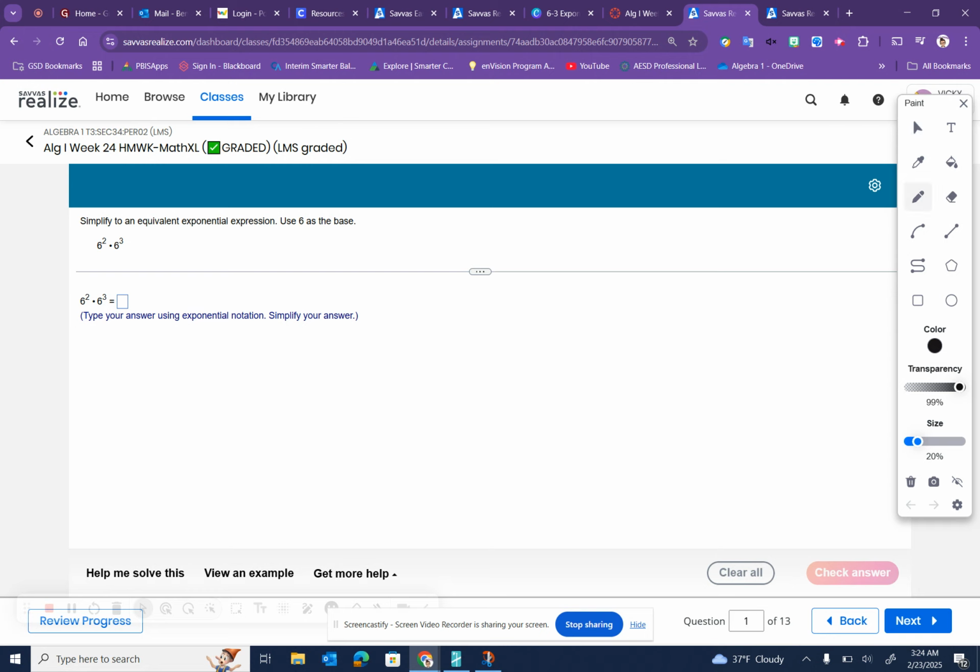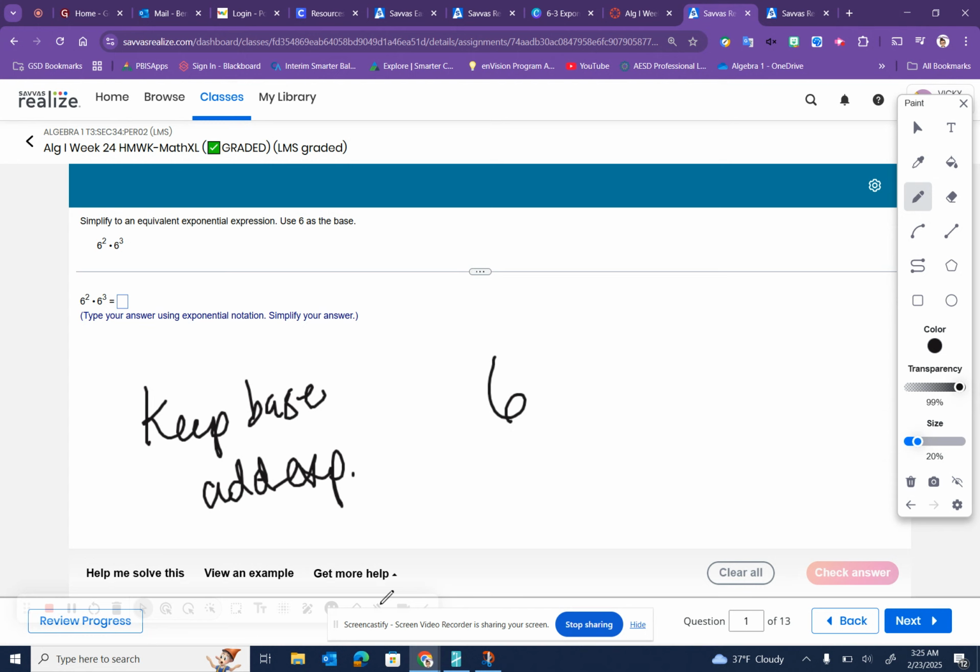So notice here you have the same base, 6. When you have a product, multiplication, you keep the base and you add your exponents. So in this case, if we keep the base, we have 6. 2 plus 3 is 5. So this simplifies to 6 to the 5th. It does say use exponential notation, so you do have to keep it as an exponent. So here we're going to simply go 6 to the 5th.